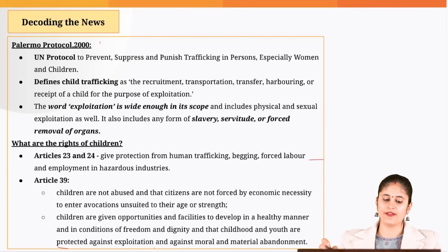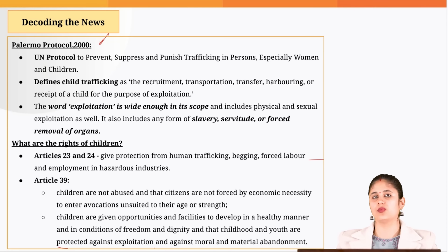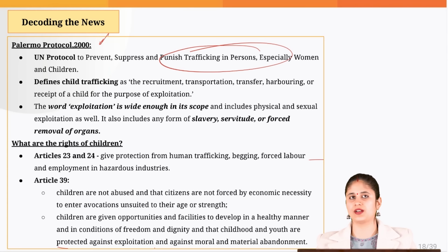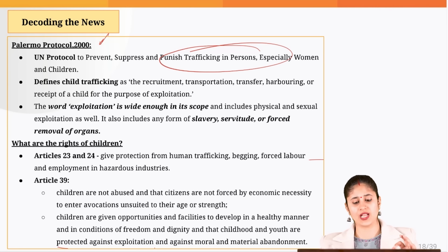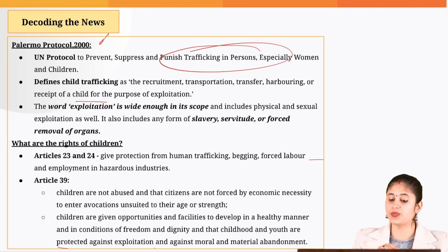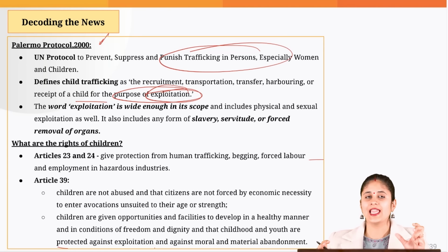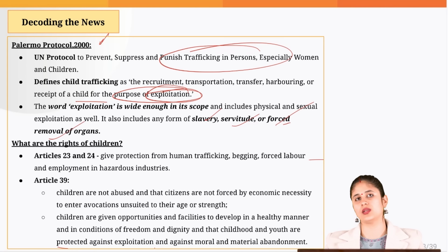Now, when it comes to child trafficking, you need to know about one of the UN protocols, that is the Palermo Protocol of 2000. This basically deals with addressing the issue of human trafficking, especially with respect to women and children. And this particular protocol defines child trafficking as recruitment, transportation, transfer, harboring or receipt of a child for the purpose of exploitation. Now pay attention to this word exploitation, because under this protocol, exploitation has wider scope. Exploitation does not mean only physical and sexual exploitation. It also includes slavery, servitude or forced removal of organs.